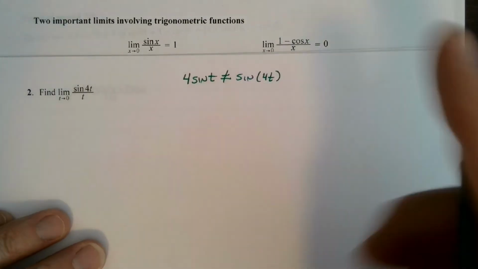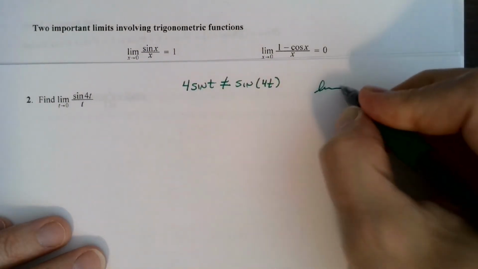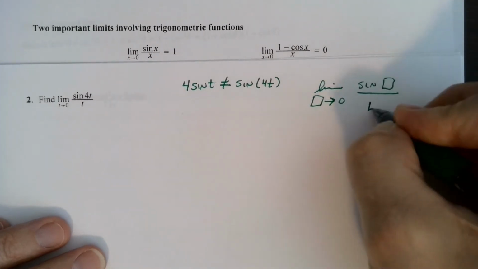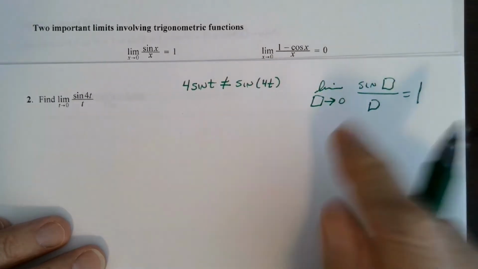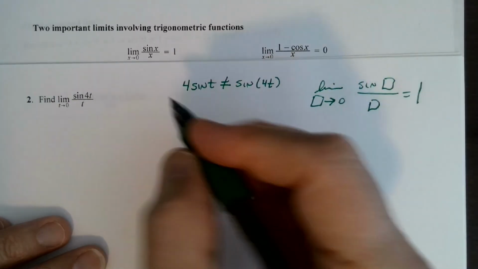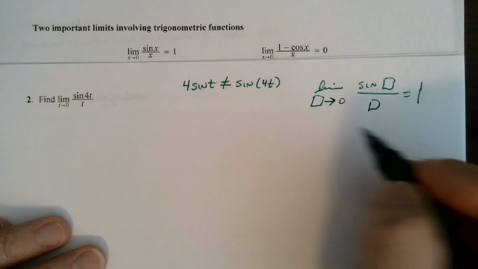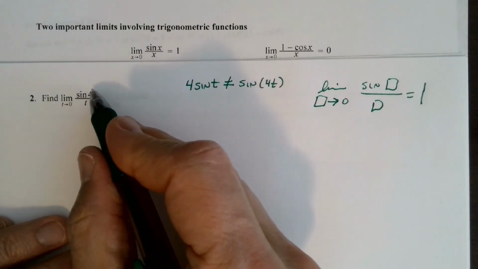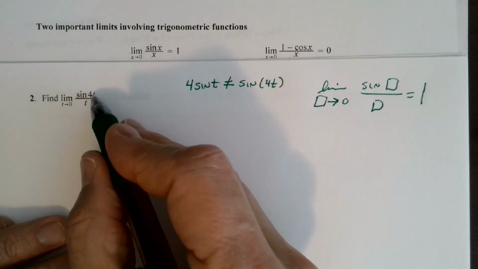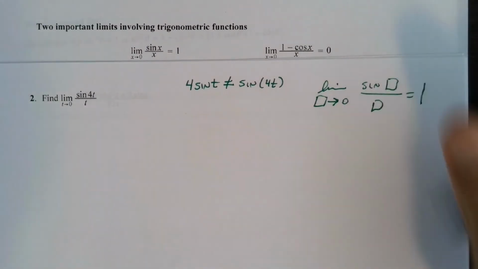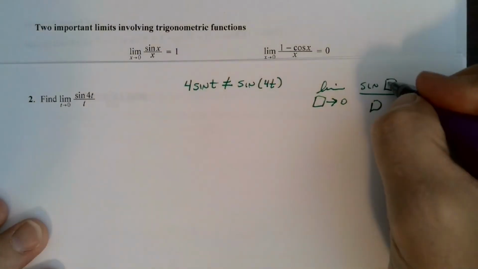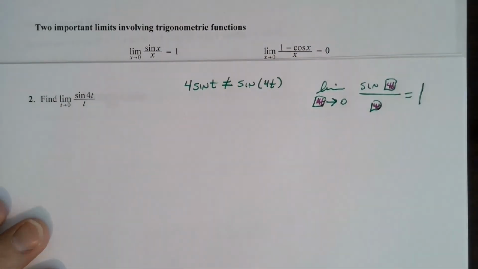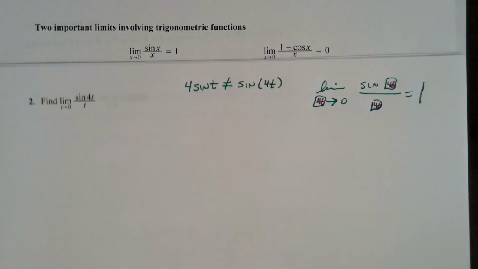You can't do that. See this limit: I'm looking for the limit as something goes to 0 of sine of something over something. That limit is 1. The box contents have to all be the same: x, x, x, or theta, theta, theta. What do I want them to be here? Since I cannot factor the 4 out of the 4t, I'm stuck with the 4t in this box. So I want the 4t down here and over here. I have to put a 4t in each of those locations. How in the world do I do that?